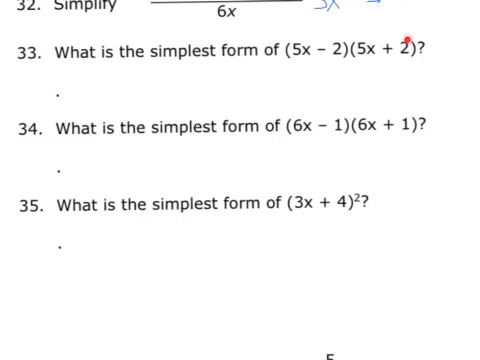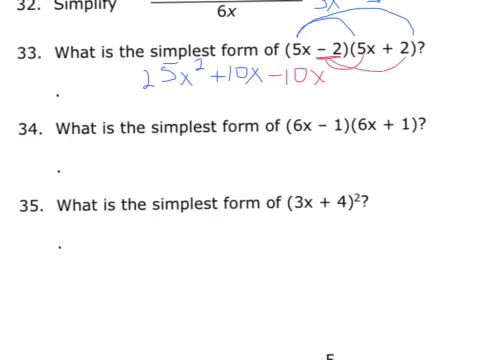So 5x times the 5x. So 5 times 5 is 25. X times x is x squared. Okay, so that's what I get here. So 5x times 5x is 25x squared. And then 5x times 2. So 5 times 2 is 10. So plus 10. And I have 1x. So I'm just going to put x here. And then we're going to take this negative 2 and distribute it to each term. So negative 2 times 5 is negative 10x. And negative 2 times positive 2 is negative 4.